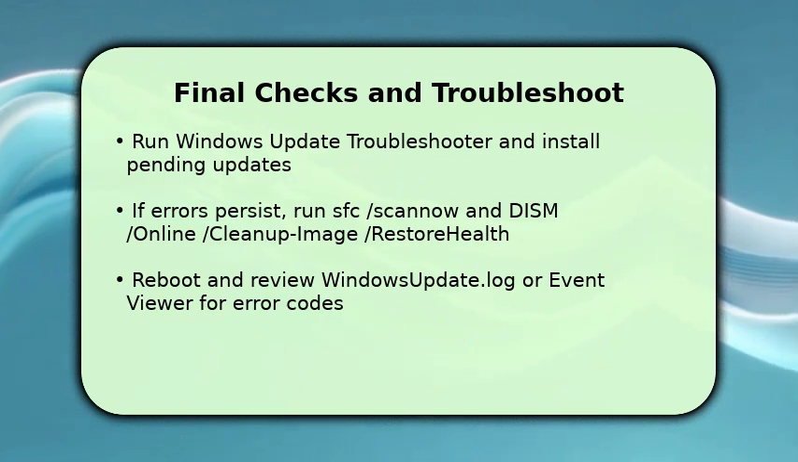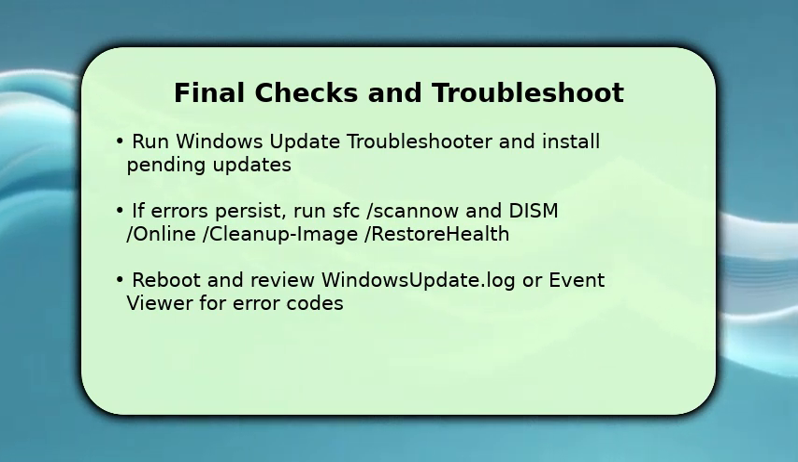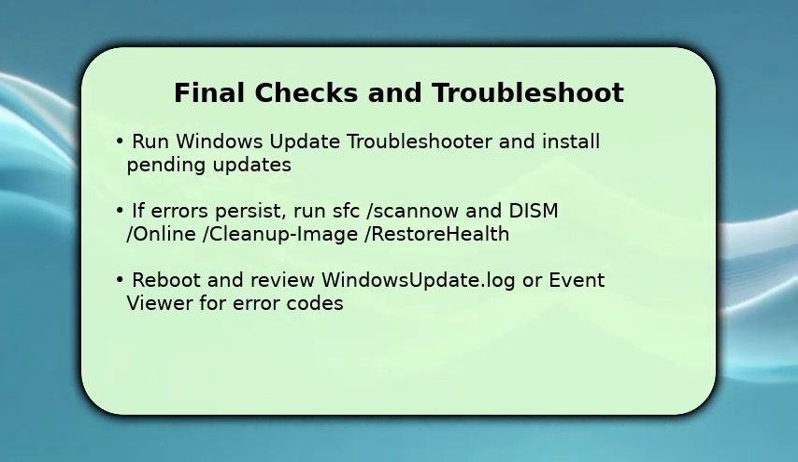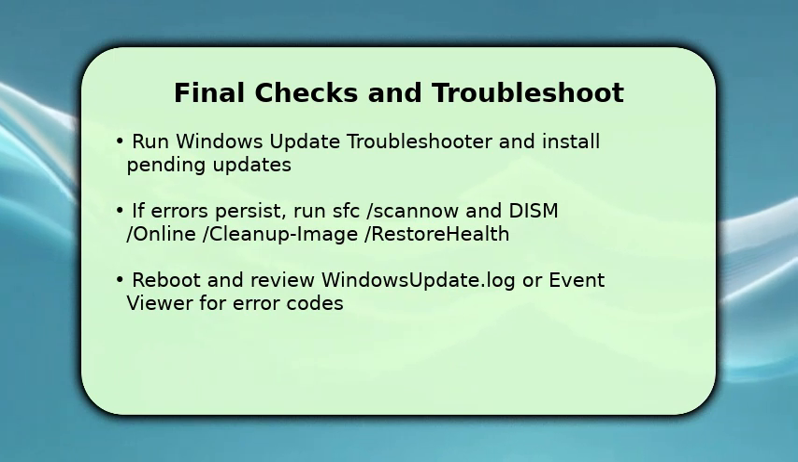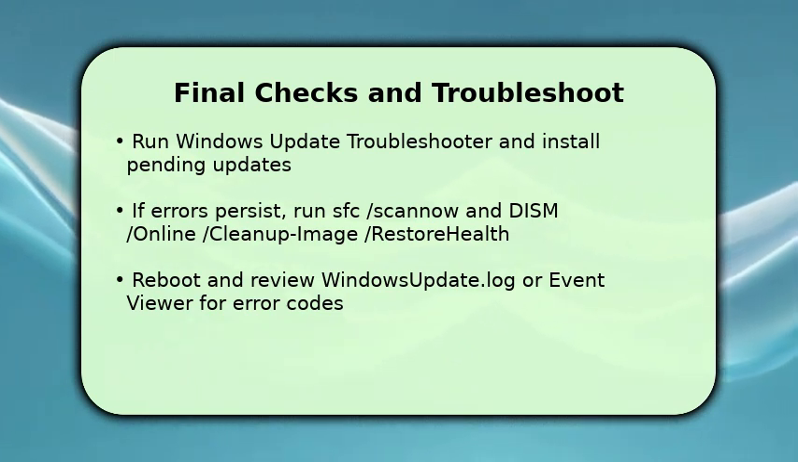If you still see failures, open Event Viewer or review the Windows Update log for specific error codes. Note the code, then search targeted fixes, or use the Microsoft Update Catalog to manually install.